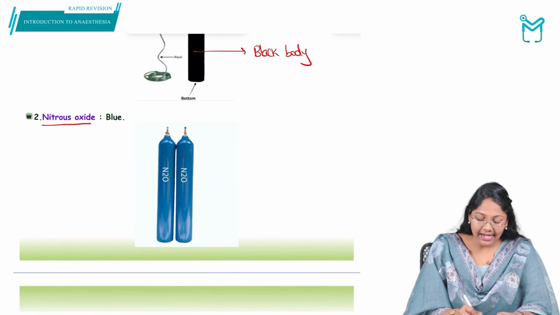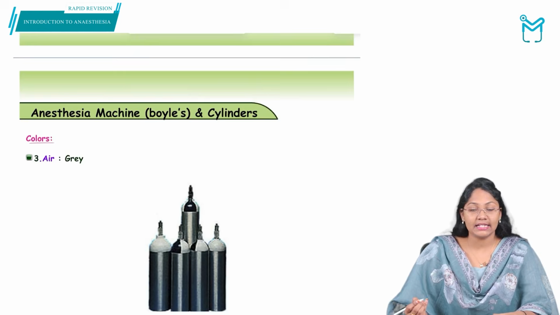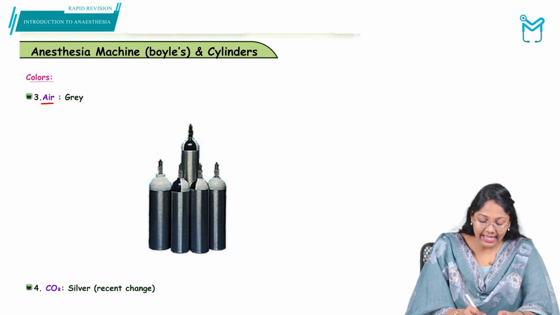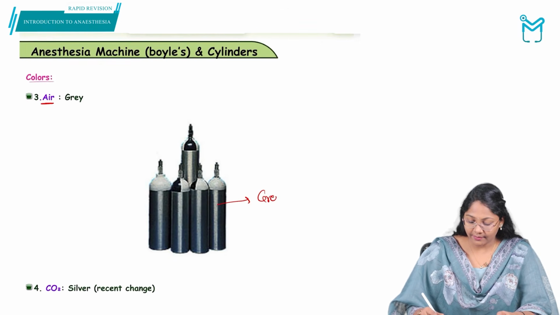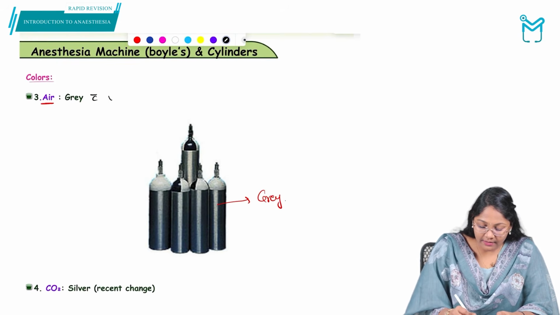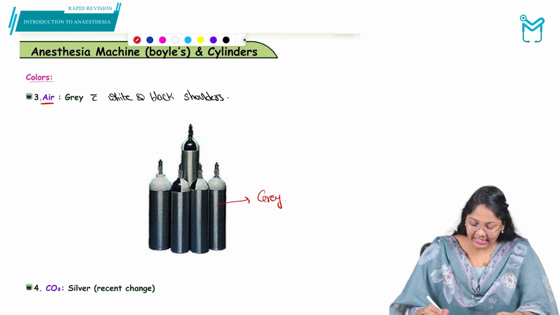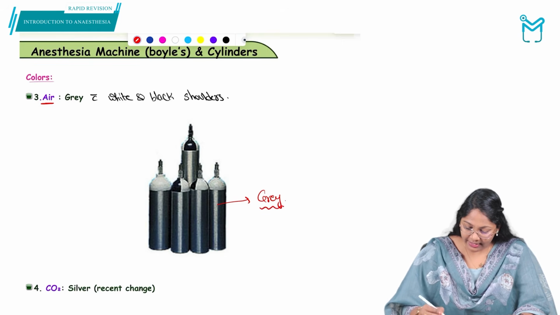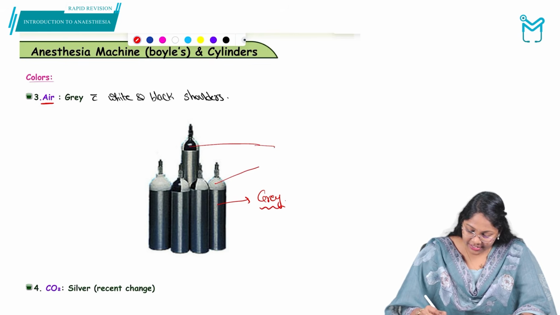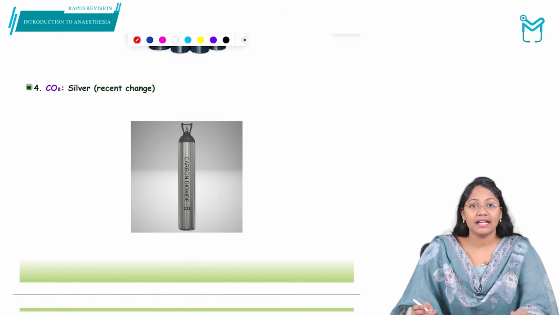Now the nitrous oxide cylinder is completely blue in color. Coming to the air cylinder, it is grey in color, with white and black shoulders. If you can clearly appreciate in the image, there is a grey body as well as black and white shoulders. Now coming to the next cylinder, which is the carbon dioxide cylinder.